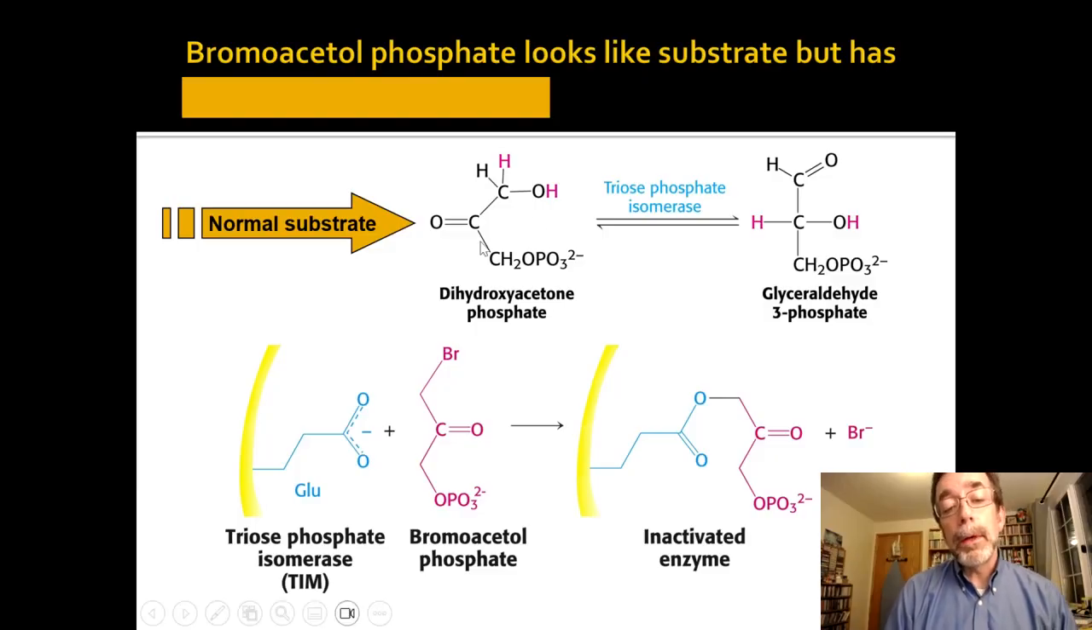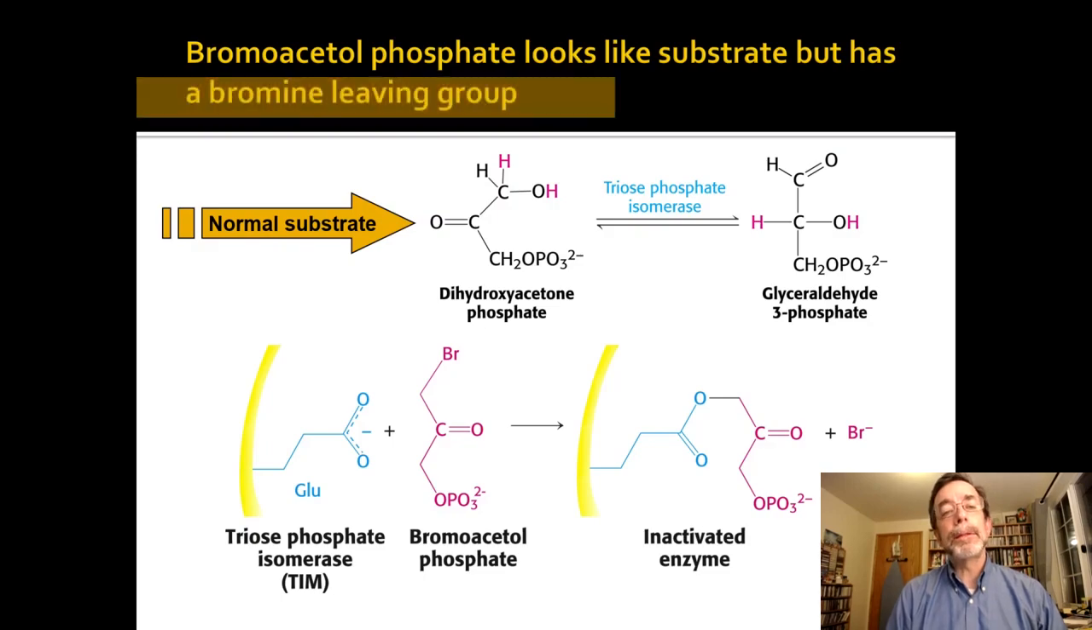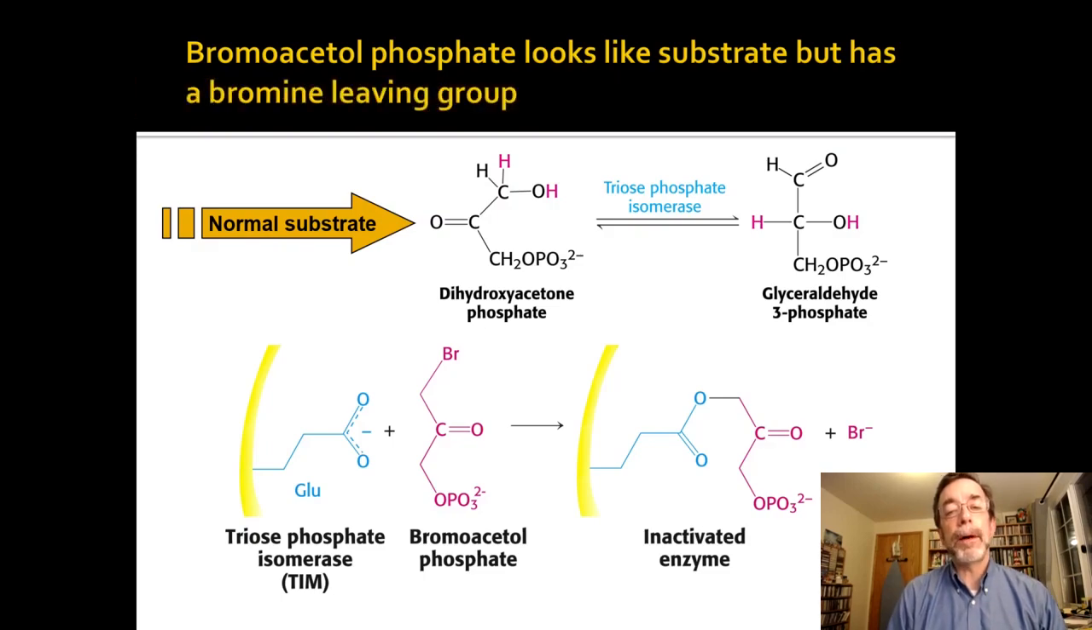For right now, how do they know how this enzyme works? Well, they added this to it, the bromine leaves, and they find out that the substrate is now covalently bound to the inactivated enzyme at this glutamate. Therefore, when you talk about this in Biochem 2, you're going to see that it's a mechanism that involves glutamate. How do we know that? It's thanks to bromoacetol phosphate.